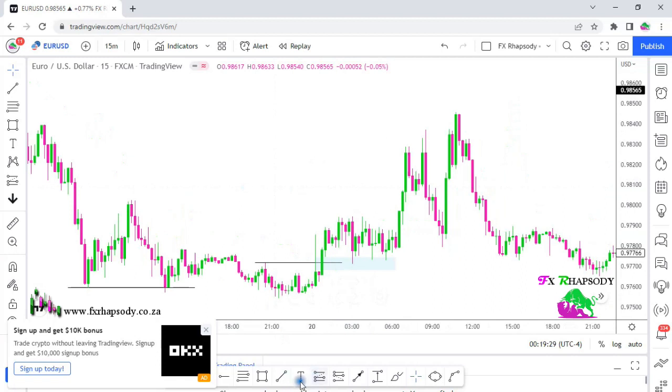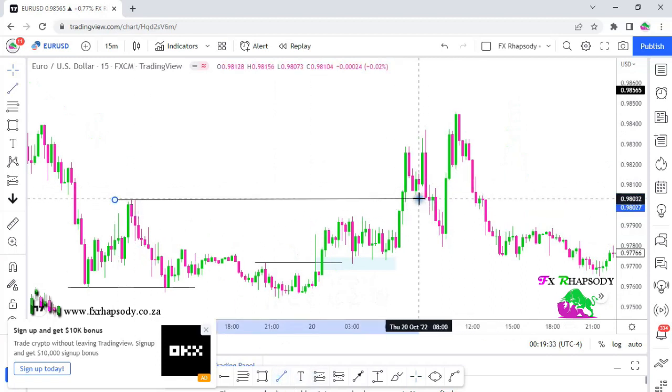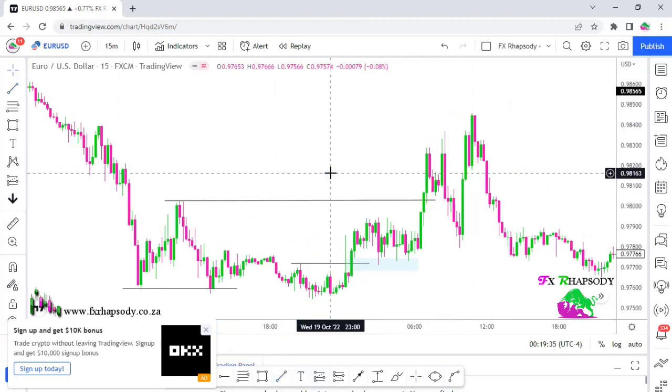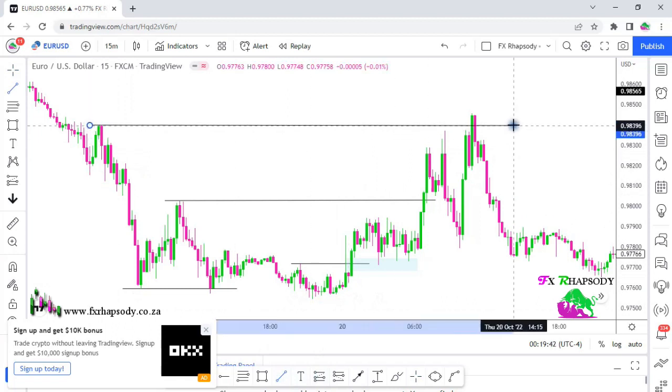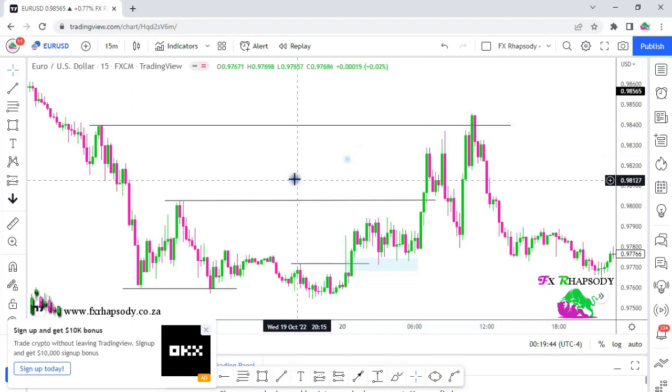Look at that. There's a nice little high that formed right about there. Then if you zoom out a little bit, all these little highs in the market. Look at that, guys. That's where the big movement started, right about there. See, those are the areas that price targets.